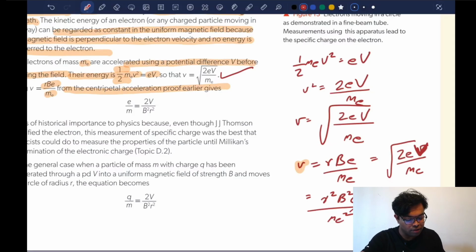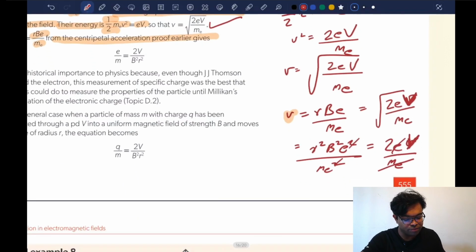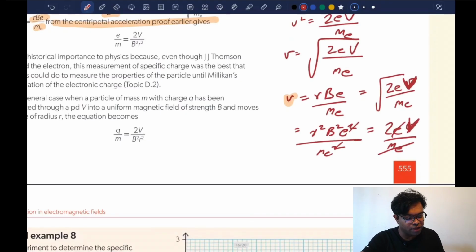Now, your voltage is here. Okay, so electron gone. So what are you left with? You need to find the charge to mass ratio, right? So charge to mass, e upon m_e, is equal to what?